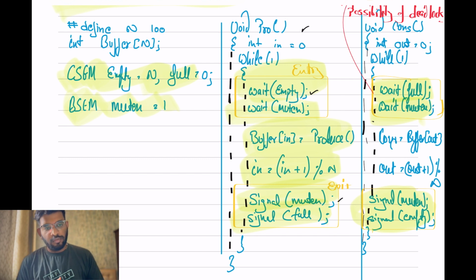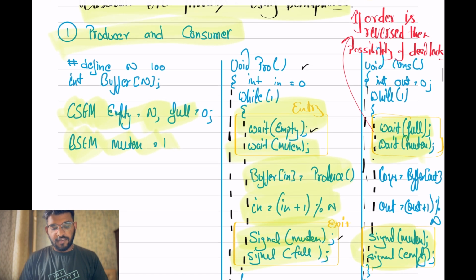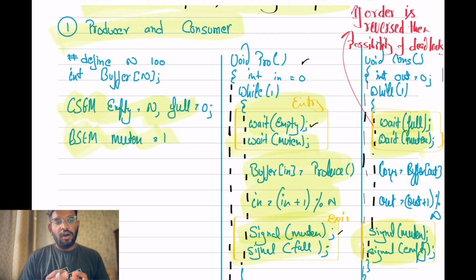First one is the producer consumer problem. The producer consumer problem makes use of two semaphore variables. One is a counting semaphore variable to note the amount of free space available in the buffer, and the other is a binary semaphore variable to access the shared resource. In this case, the shared resource is the buffer.